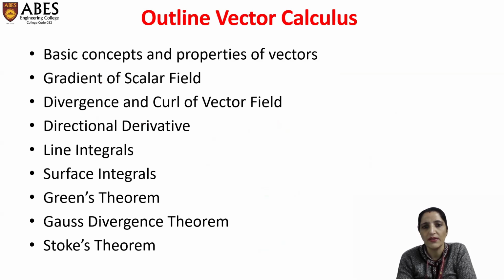First is basic concepts and properties of vectors. In this video, it is the review video in which we are going to discuss position vector, dot product, scalar product, angle between two vectors. Just review the concepts you have covered in +1 and +2.